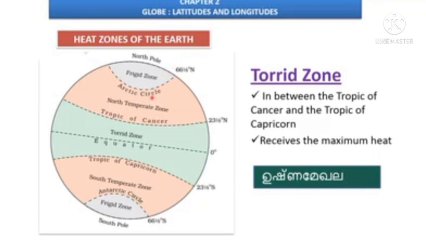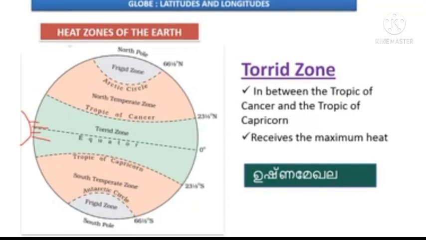Heat zones of the earth. The midday sun is exactly overhead at least once a year on all latitudes in between the Tropic of Cancer and the Tropic of Capricorn. This area therefore receives the maximum heat and is called the torrid zone.